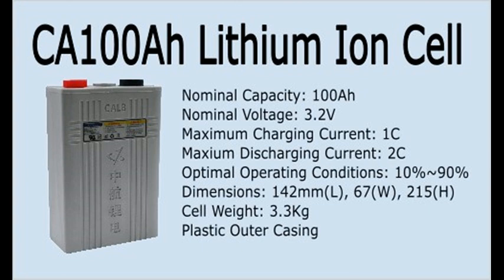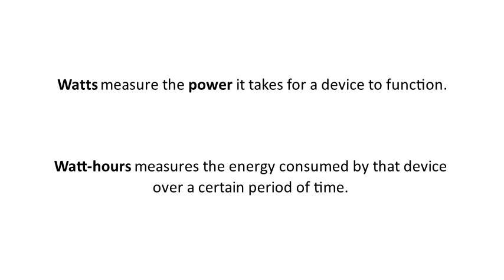The maximum discharge rate, so one is the continuous, this is the maximum. The maximum discharge rate may be listed as 3C, or 300 amps, for a specified period of time, 10 seconds, 30 seconds, whatever. Just remember the difference between watts and watt hours. Watts measure the power it takes for a device to function. Watt hours measures the energy consumed by that device over a certain period of time.